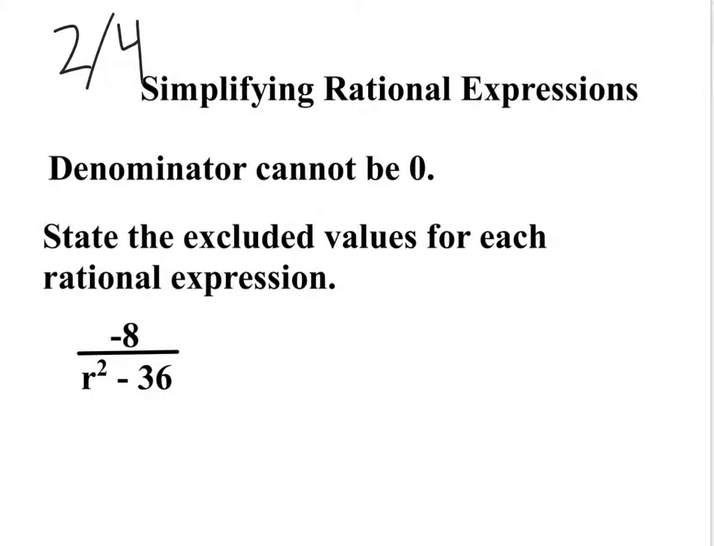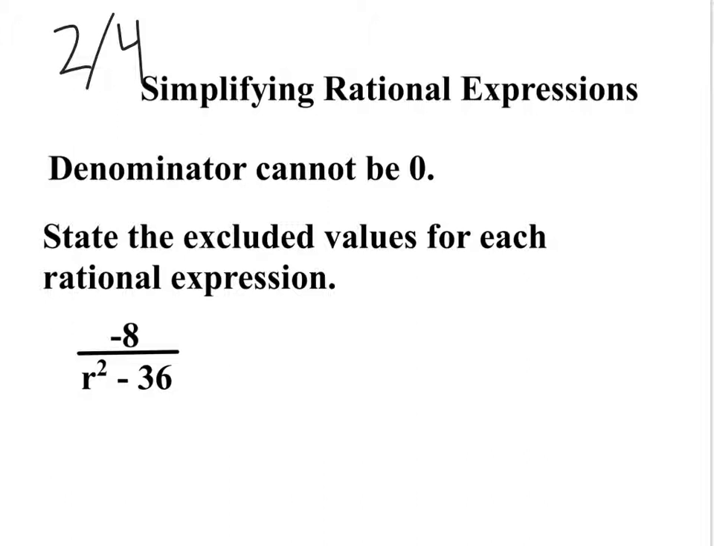Alright, today we're simplifying rational expressions. One thing you need to know is that the denominator cannot be 0. We've talked about that before. You cannot divide by 0, so the denominator cannot be 0. So what they'll do is they'll just give you a rational expression like this and say, what are the excluded values? Meaning, what can r not be?